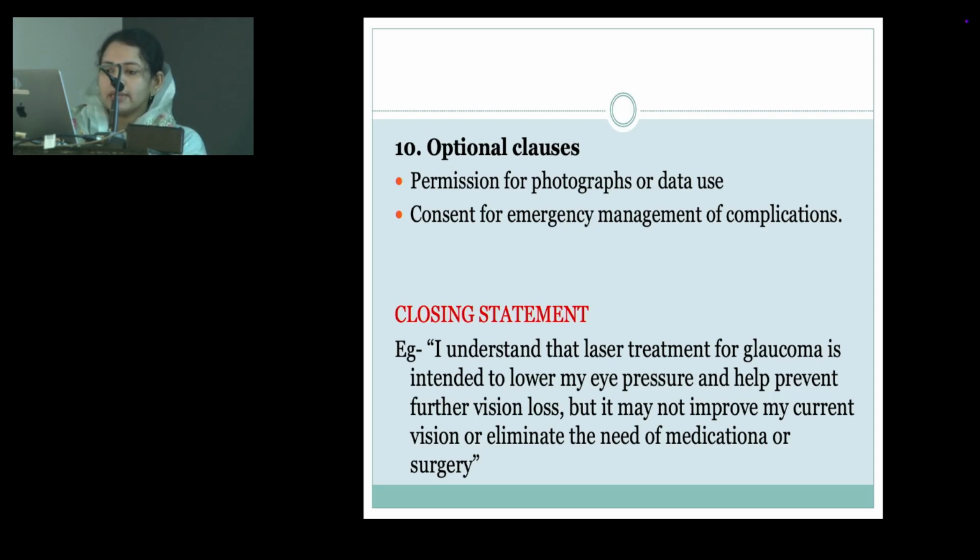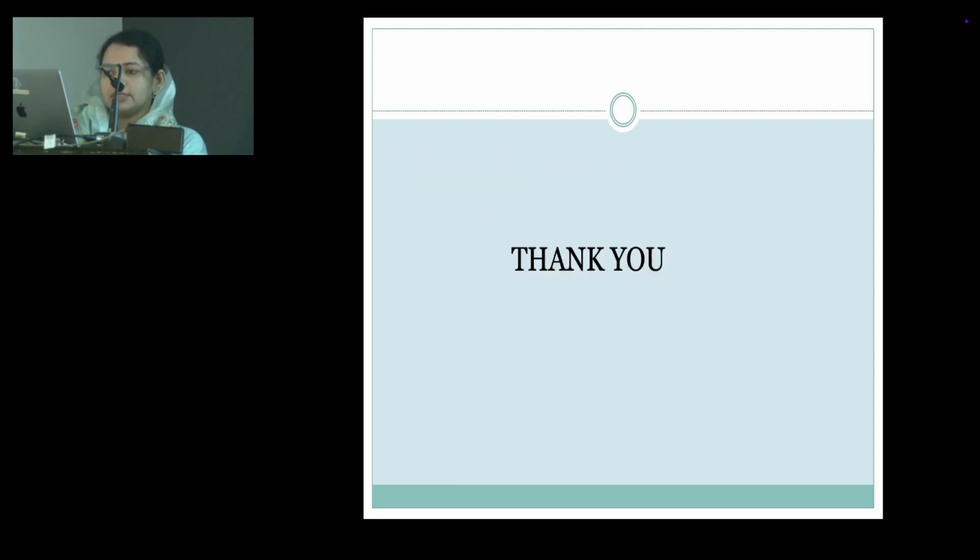And there should be a closing statement. It should be like this: I understand that the laser treatment for glaucoma is intended to lower my eye pressure and help prevent further vision loss, but it may not improve my current vision or eliminate the need of medication or surgery. Thank you.